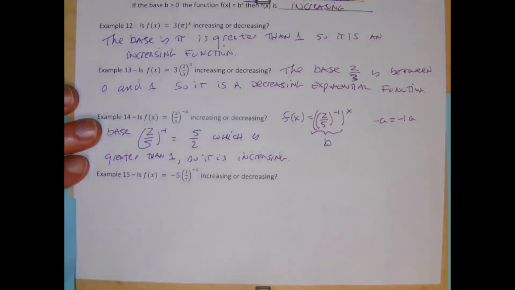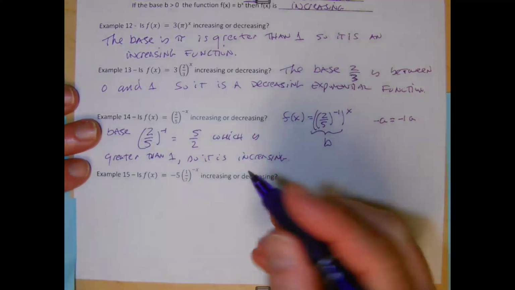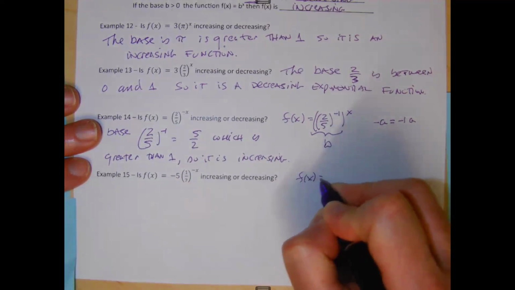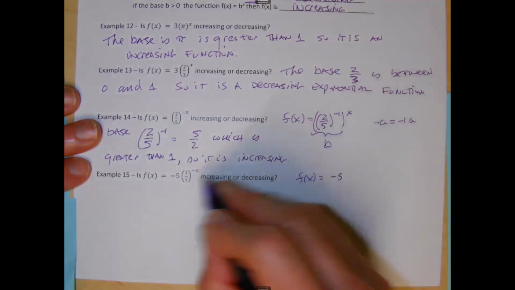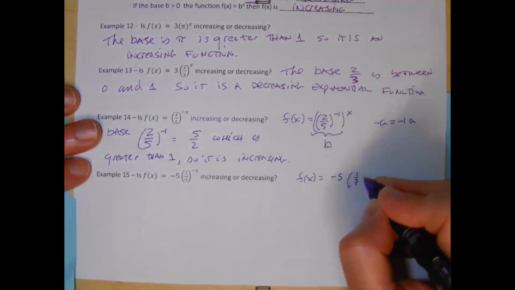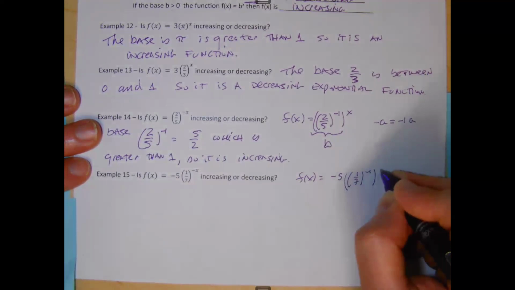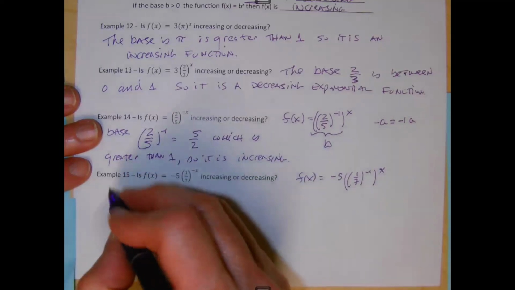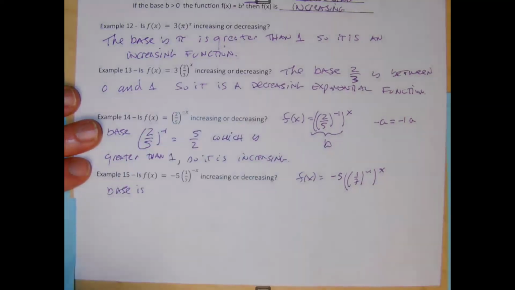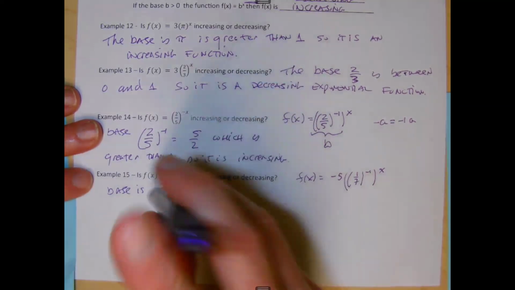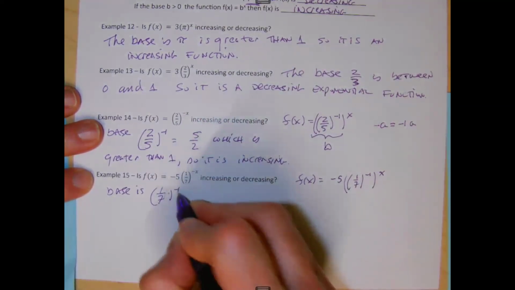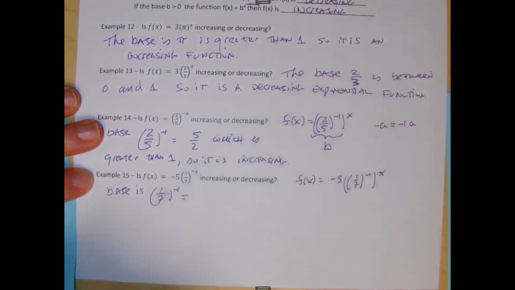How about this one right here? Is this increasing or decreasing? So a lot of things going on here. Again, I'm going to break this one down into two parts. Just like I did before, I'm going to separate the exponent. So now I see that the base is, sorry, I'm writing the answer. So again, 1/7 raised to the -1 power is 7.